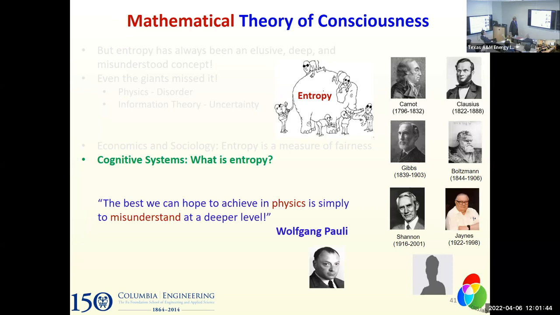Wolfgang Pauli said this 100 years ago about quantum mechanics, and it is absolutely relevant to our present discussion. Pauli said, the best we can hope to achieve in physics is to simply misunderstand at a deeper level. It's such a beautiful and insightful remark: you're gaining deeper understanding, but you're still misunderstanding, because there's something else beneath that. And so entropy has taught us that we understood it as disorder, then uncertainty, now fairness, and maybe there's something more.